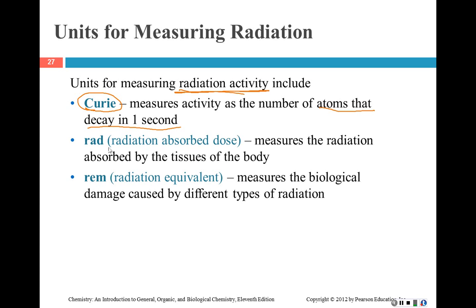Okay, a rad, which is a radiation absorbed dose, measures radiation absorbed by the tissues of the body, and a rem, which is radiation equivalent, measures the biological damage caused by those types of radiation. So Curie is activity, rad is the radiation that you would absorb from a certain source, and the rem is how much it would hurt you and damage your tissue.